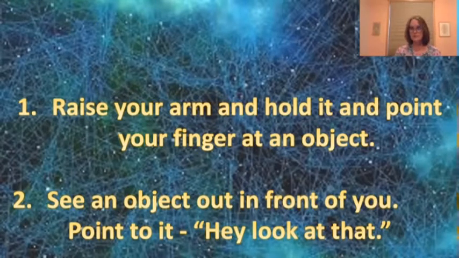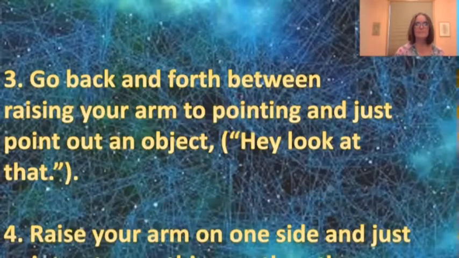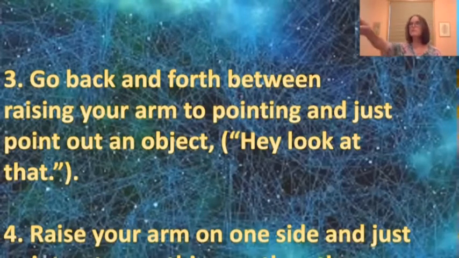Then see an object out there in front of you, and point to it as if you were pointing it out to someone. You go, hey, look at that. Go back and forth between raising your arm and pointing, and just simply pointing out the object. Look at that. Or you could raise your arm on one side and just point to the other. So you could kind of do one on each side. I'm going to raise my arm and hold it here and go, hey, look at that on the other.